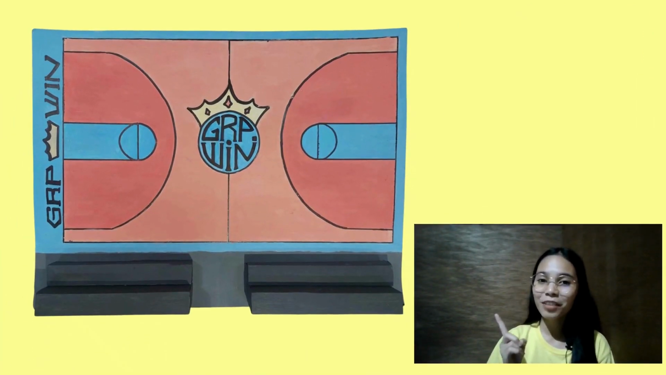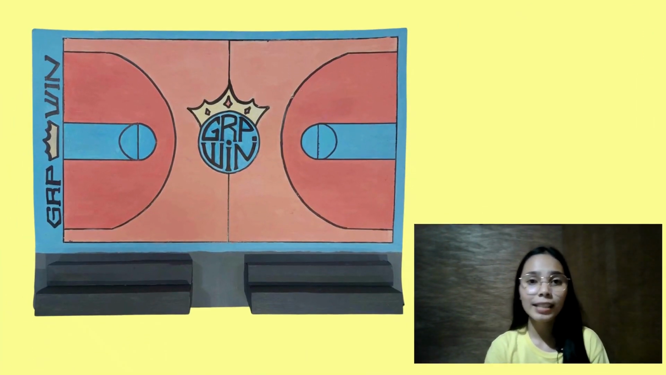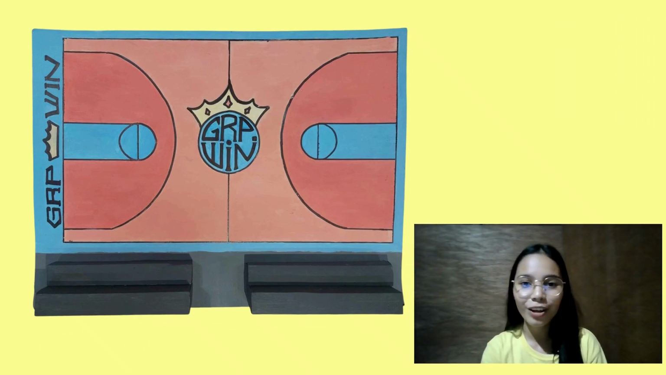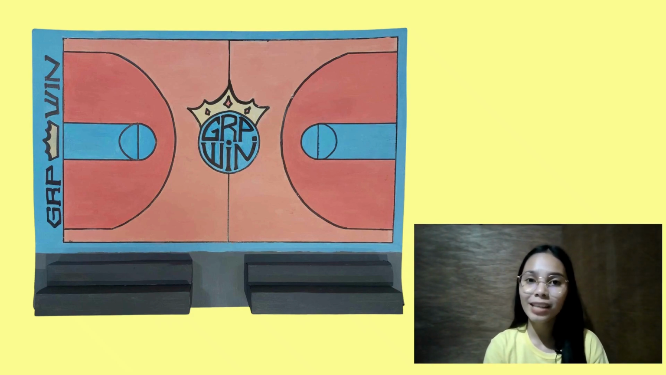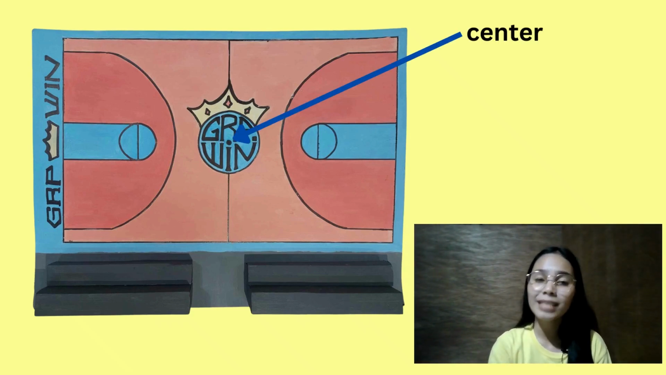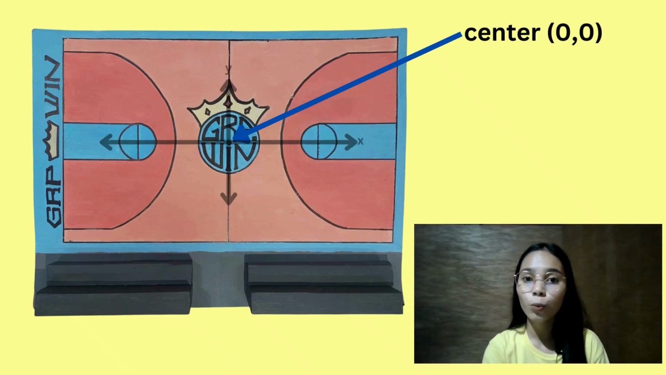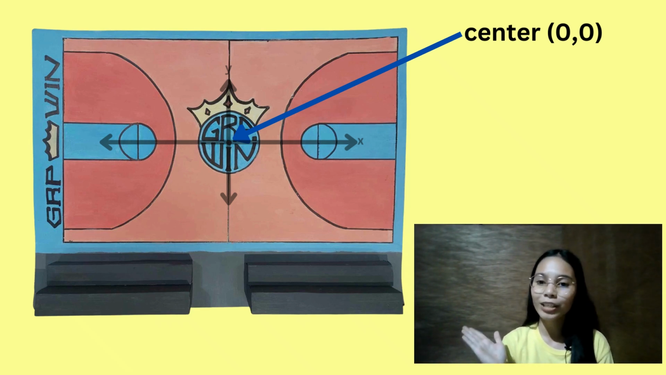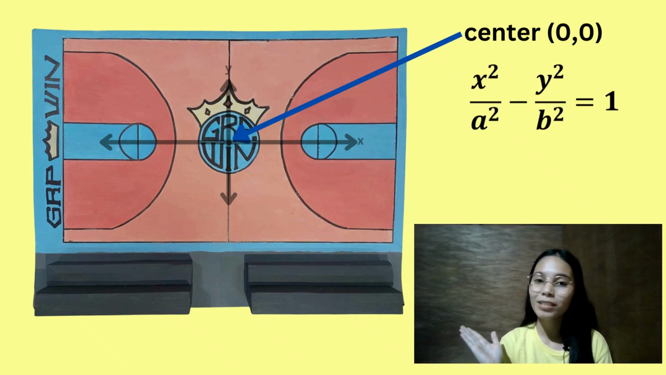The first thing we do is we assume. Since it is a 3D model, or most likely a miniature of a basketball court, we assume values that could satisfy the standard equation of the hyperbola. First, we assume the center. We assume that the center is at the origin of the Cartesian plane, located at (0, 0), since it will be easier for us to solve, which gives us the equation x squared over a squared minus y squared over b squared equals 1.